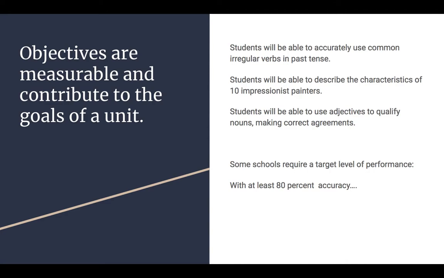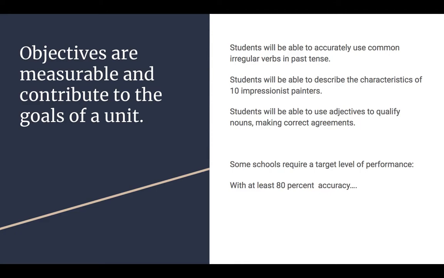So when we look at this, here are some things. Students will be able to accurately use common irregular verbs in past tense. That's an objective. Students will be able to describe the characteristics of 10 Impressionist painters. Again, that's an objective. Students will be able to use adjectives to qualify nouns, making correct agreements. Again, that's an objective.